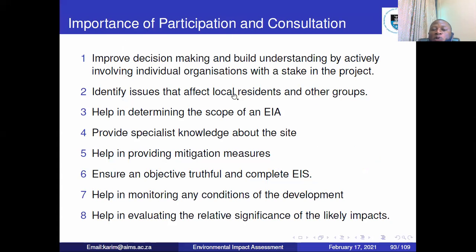So when you allow people to participate, these are the benefits. It will improve the decision making so that people don't take wrong decisions. Issues that are affecting the residents or the local people will also be identified and factored into your report, and you will not have any problem with anybody when you start your project.